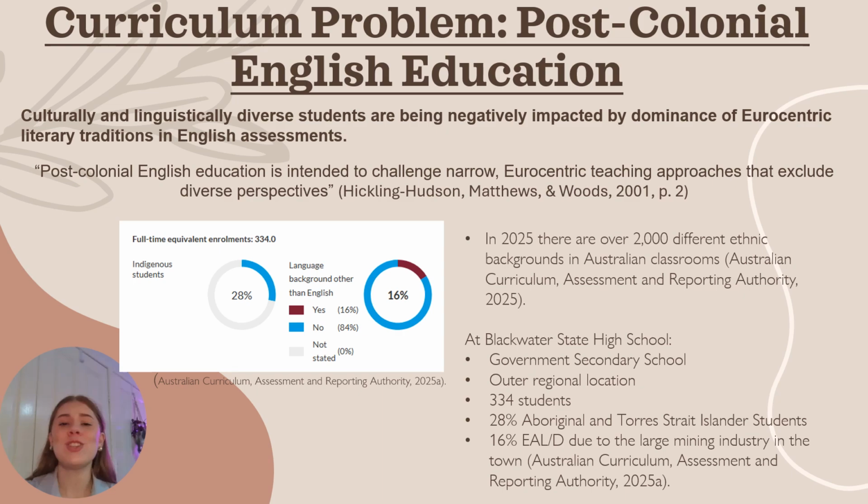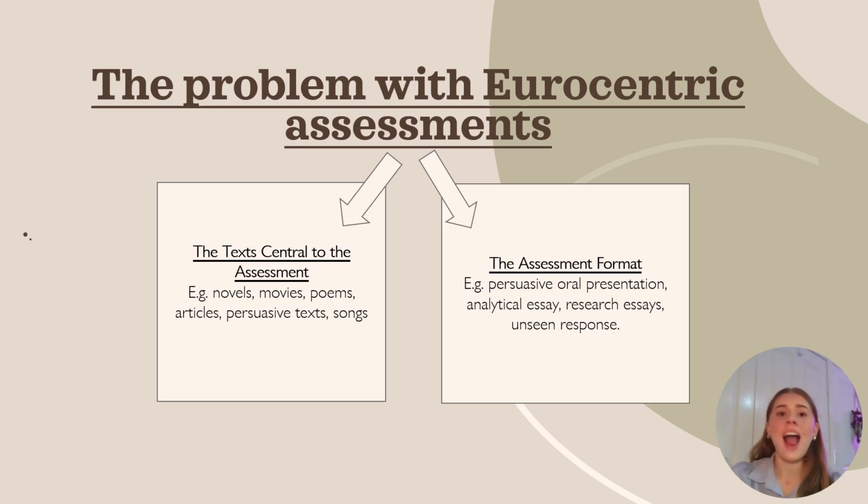The dominance of Eurocentric literary traditions in English assessments is negatively impacting culturally and linguistically diverse students, limiting their ability to engage with and succeed in the curriculum. This issue is particularly pressing in 2025 as Australian classrooms reflect immense cultural diversity with students from over 2,000 different ethnic backgrounds. At Blackwater State High, this diversity is evident with 28% of students identifying as First Nations and 16% EALD. This problem is caused by two main defining factors, including the summative assessment formats and the text selected to be central to these assessments.